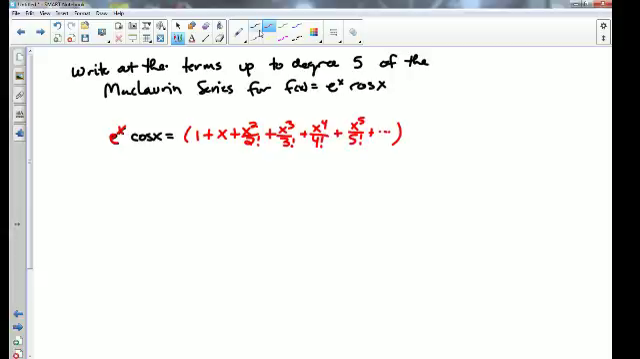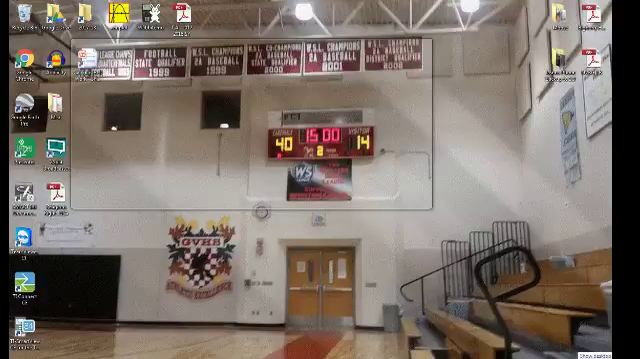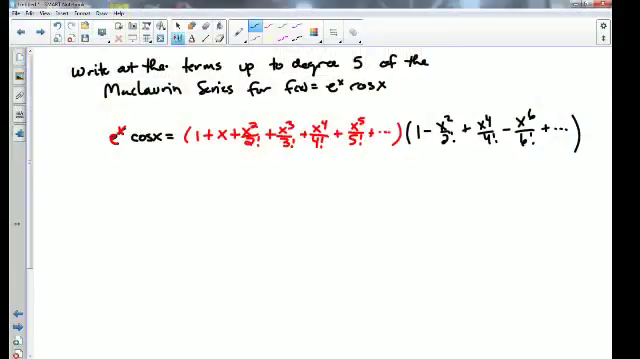Okay, what's cosine x? 1 minus x squared over 2 factorial plus x to the 4th over 4 factorial. Probably don't need the x to the 6th, right? Only for the 5th degree, right? Yeah, so we probably don't need the x to the 6th.